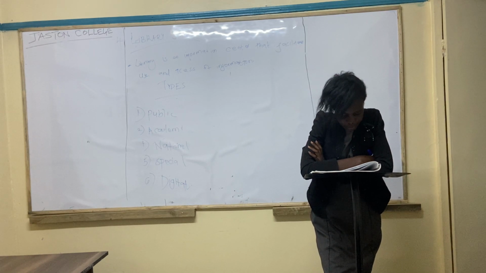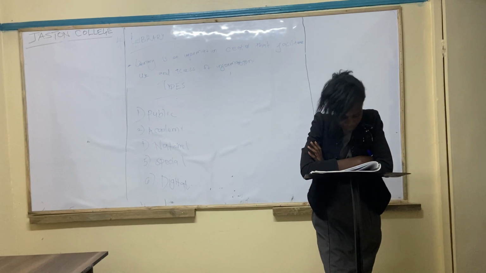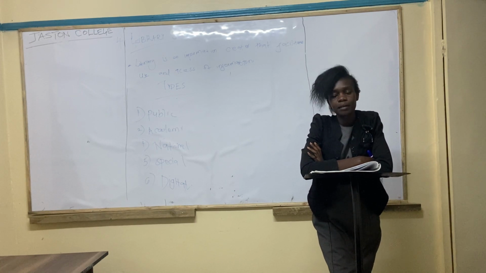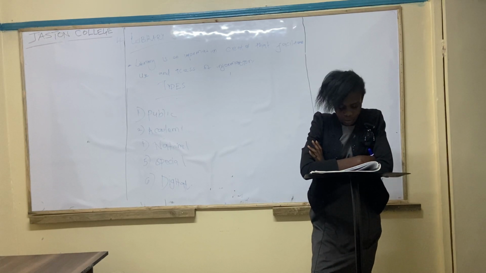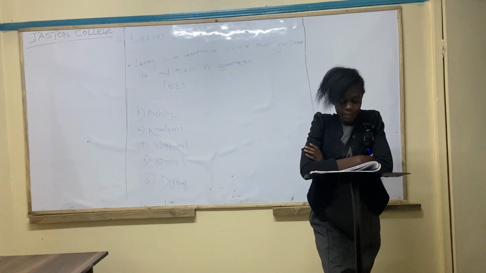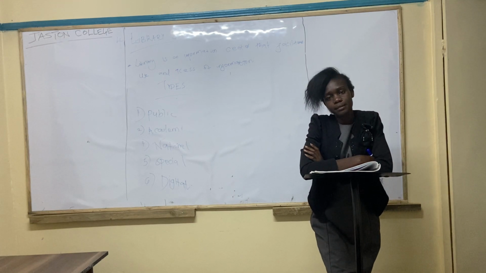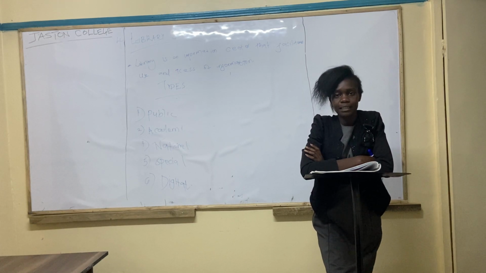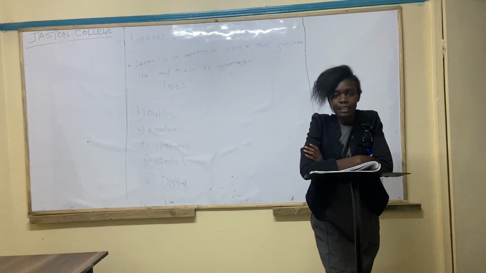So the second type is academic library. Academic libraries are found in schools and universities: universities, colleges, high schools. And this type of library, the academic library, provides information to students only.